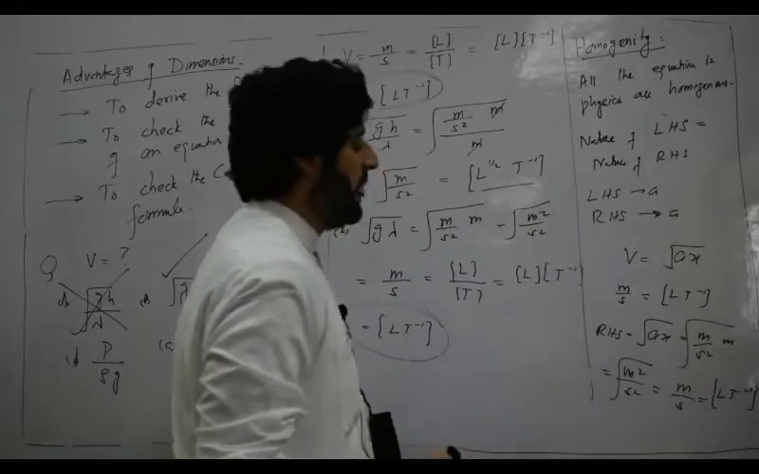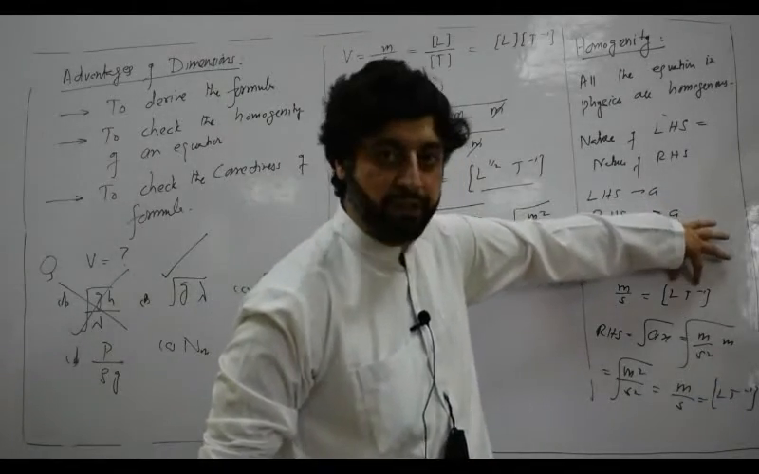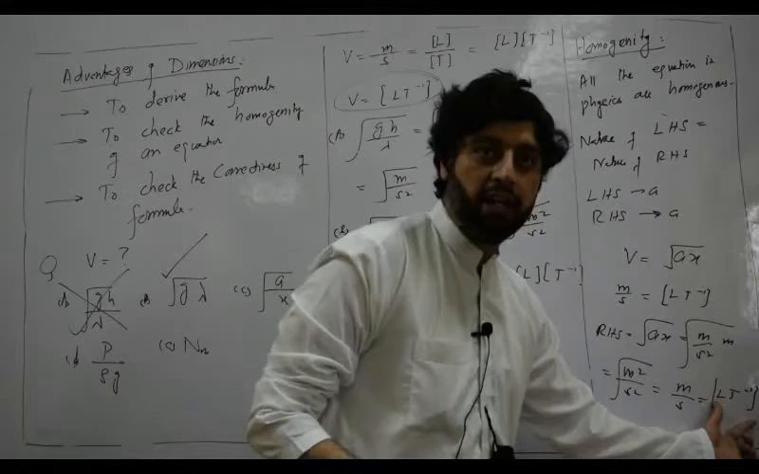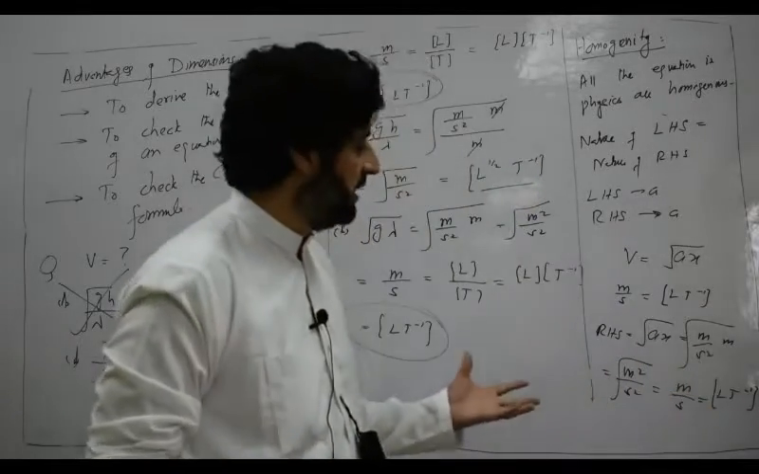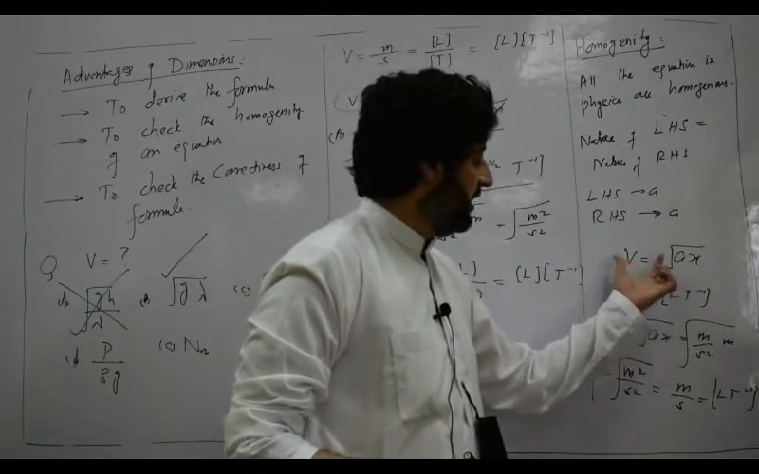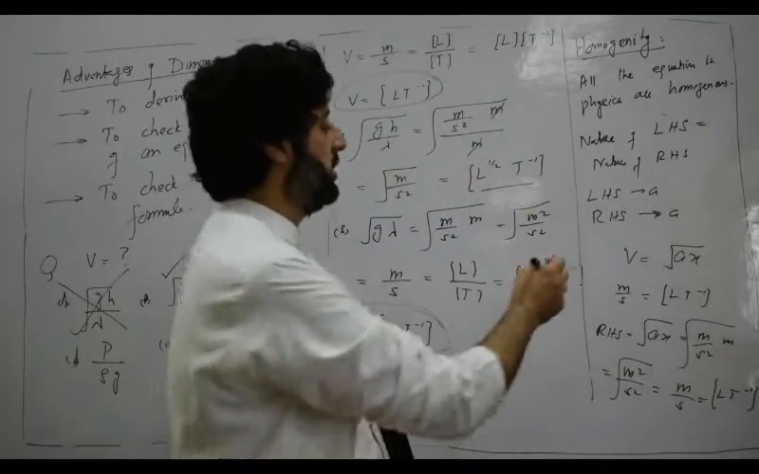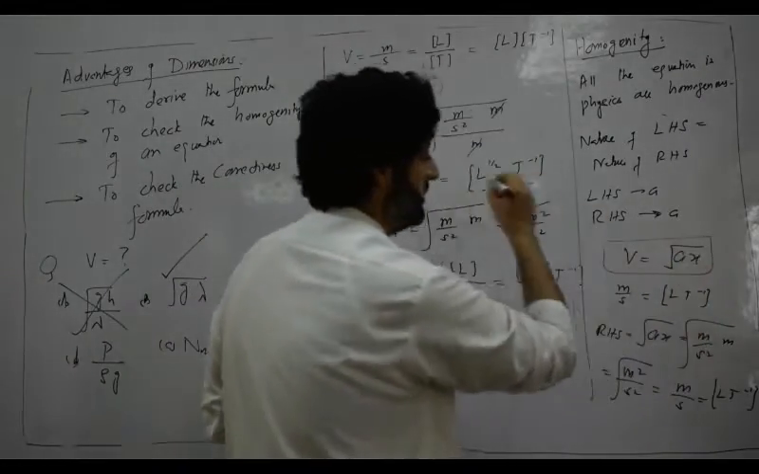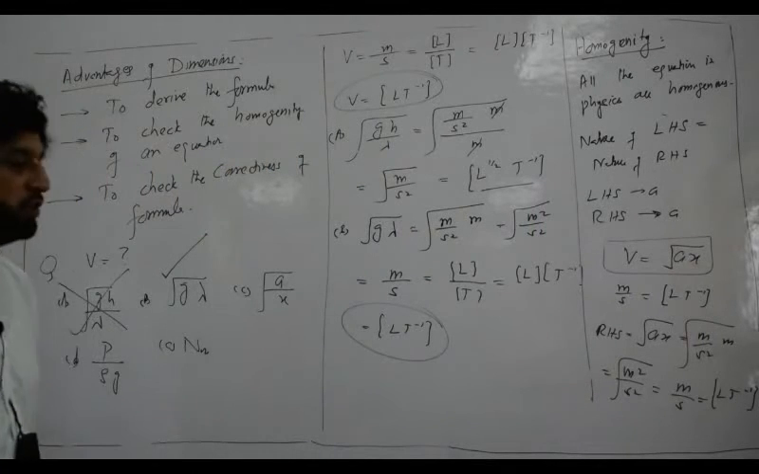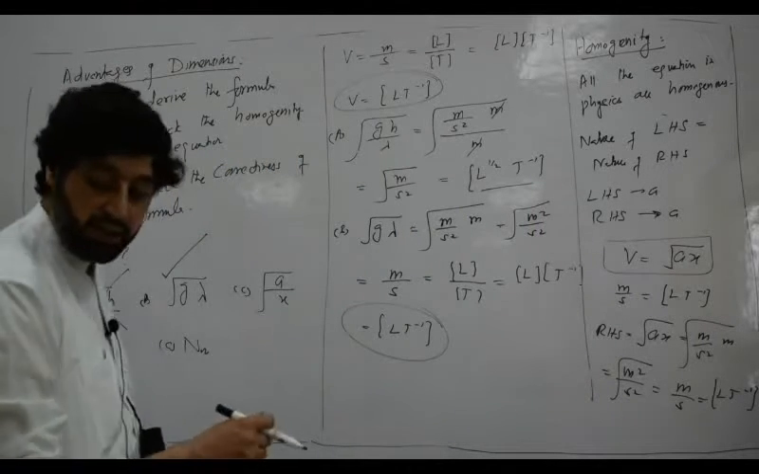So it means that the left hand side has the dimension of speed and the right hand side has the dimension of speed. The left hand side is a speed, the right hand side is a speed, so both have the same nature. So this equation is homogeneous. Let us take another example.